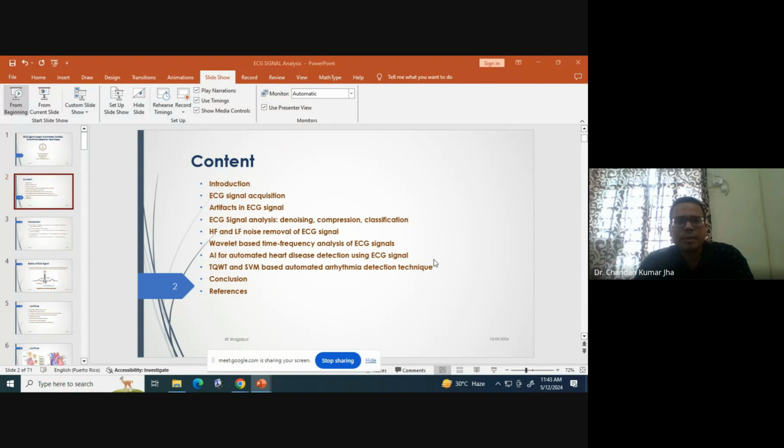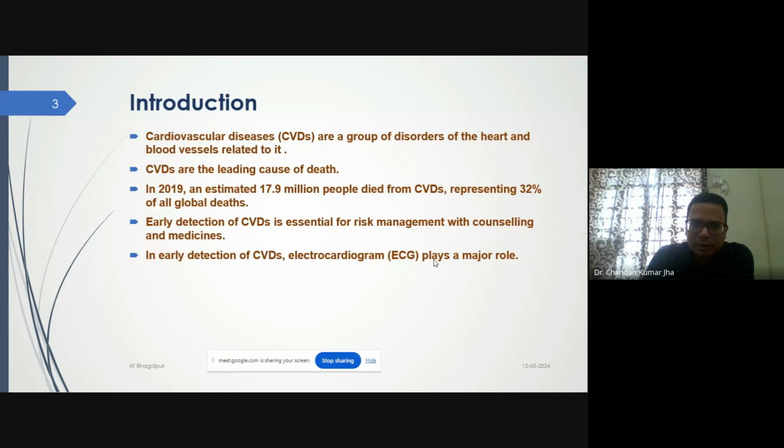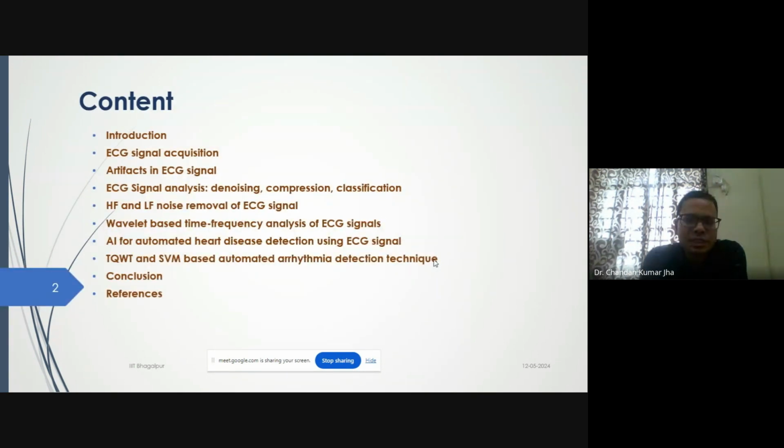Okay, so this is my presentation content. Firstly, the introduction. After that, how you can acquire the ECG signal. What are the different artifacts in the ECG signal? What does the analysis include? What are the different parts of the analysis of the ECG? After that, how you can remove the high frequency and low frequency noise of the ECG signal. How you can analyze the ECG signal based on time frequency and wavelet transform. After that, how AI can be used for automated heart disease detection using the ECG signal.